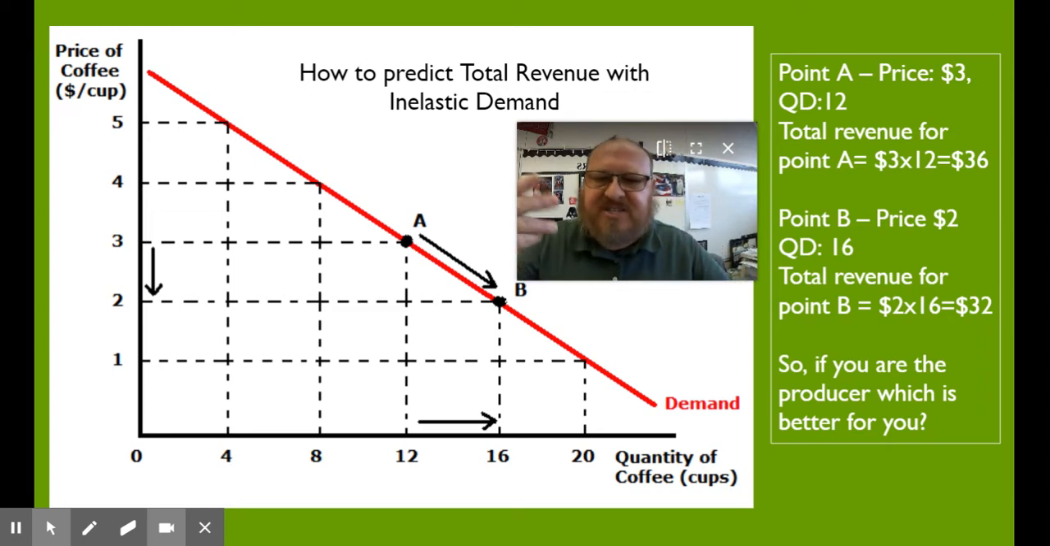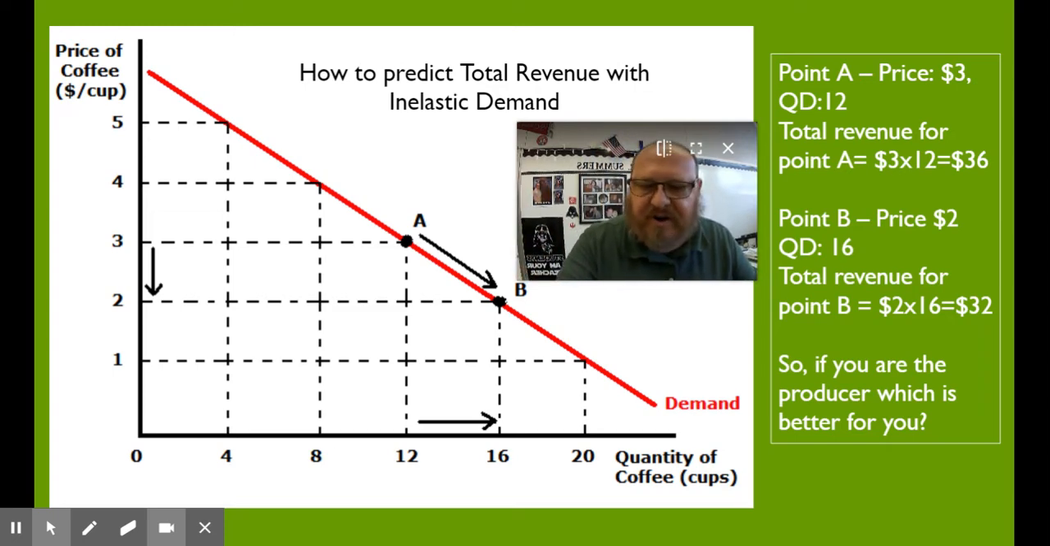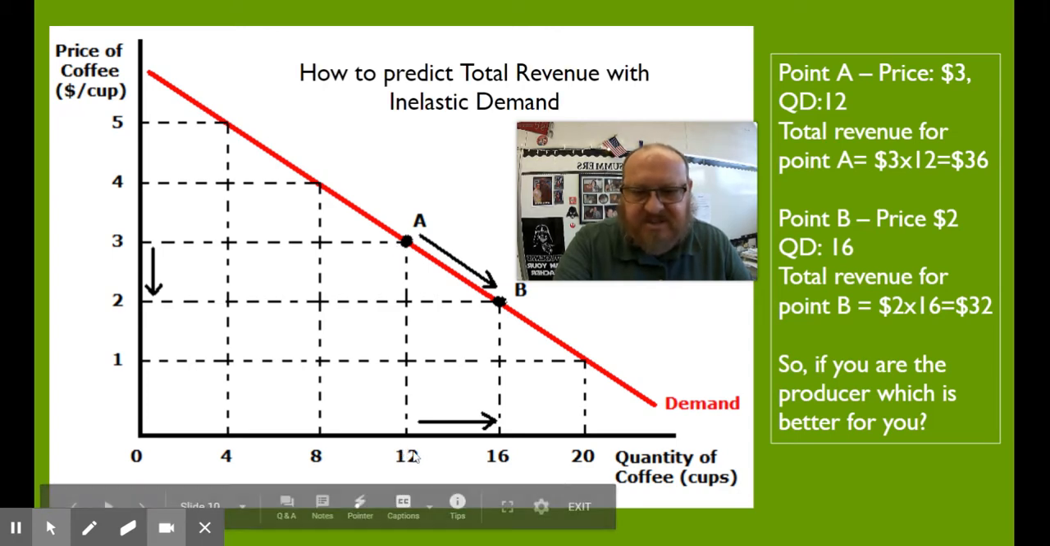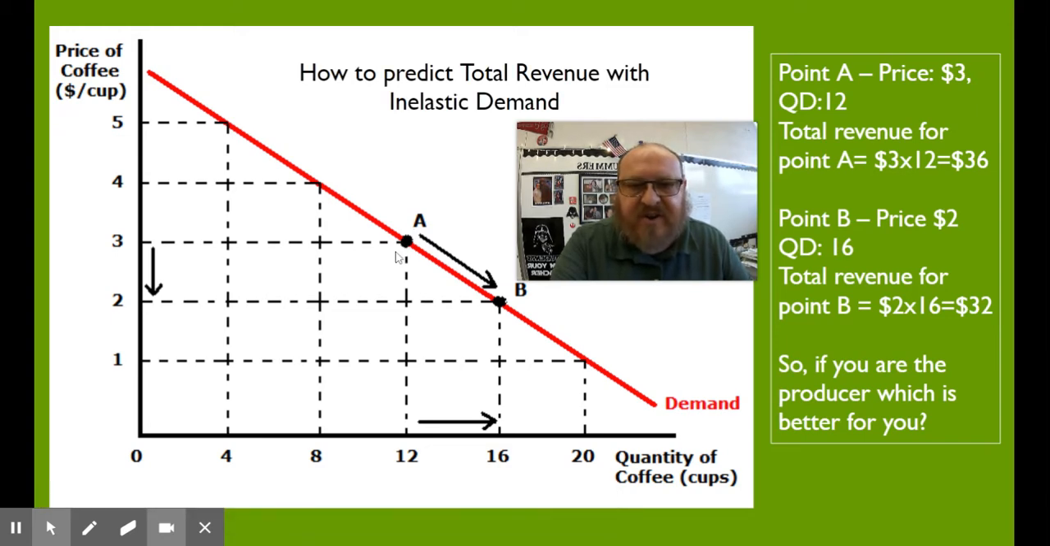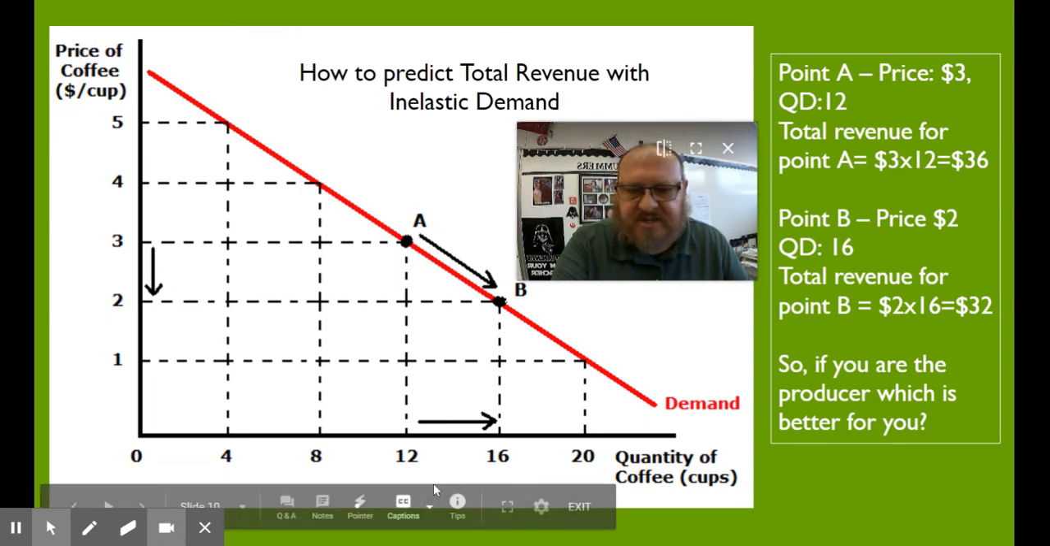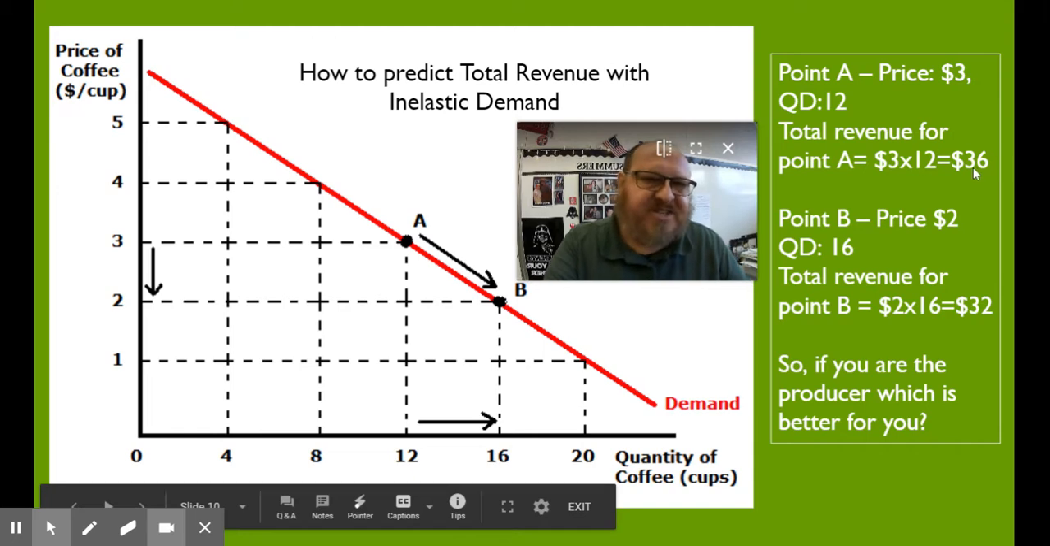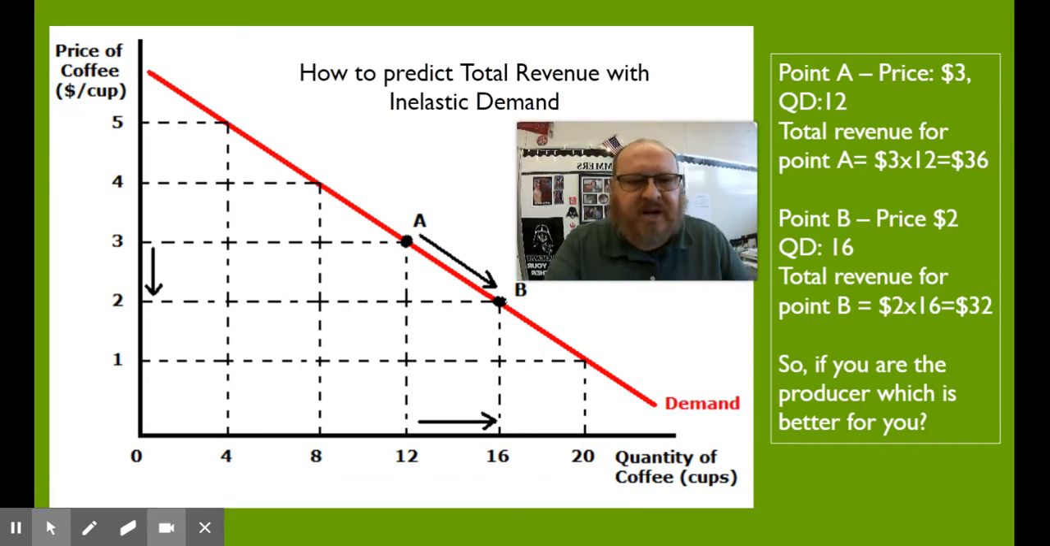All right, so let's look at this demand curve, okay? So we've got this demand curve here for coffee. This is demand for coffee, okay? So if we look at point A, for $3 each, we can sell 12 cups of coffee. That's the demand. So the demand for coffee is 12 at $3 a piece, okay? So to find the total revenue, you would take 3 times 12, right? $3 times 12 units. That gives us 36. So our total revenue for coffee at $3 a cup is $36, okay?